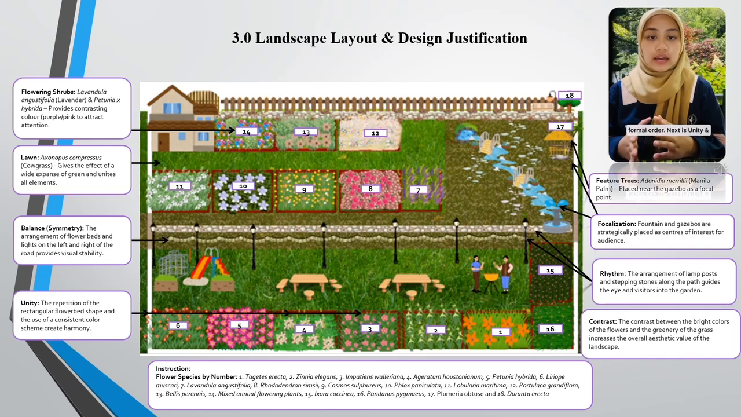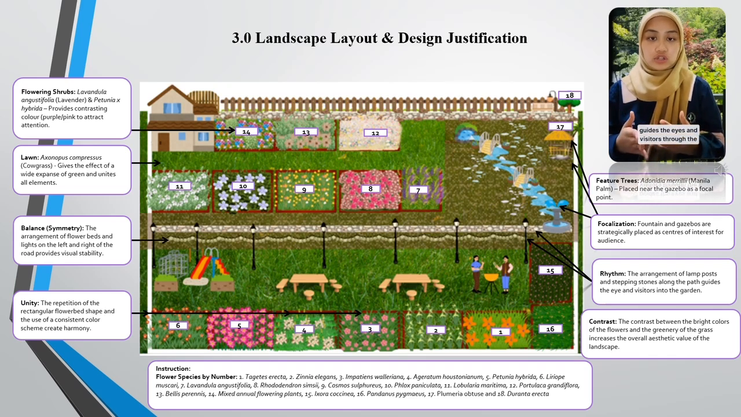Next is unity and harmony. By repeating the rectangular container shapes and maintaining a consistent color scheme, I have created a harmonious environment where the home, architecture, and landscape feel connected. Moving to rhythm, the sequential arrangement of lamp posts and stepping stones creates a visual rhythm that naturally guides the eyes of visitors through the garden.